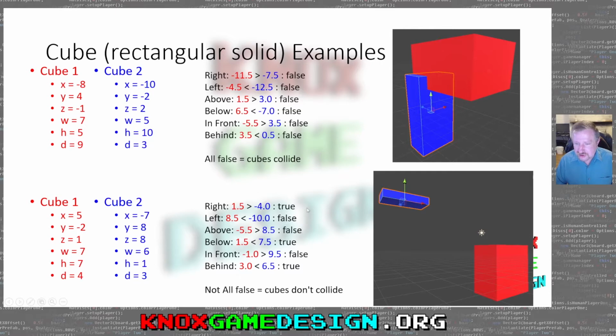So that's a true. And also, it is below the blue cube. So that's also true. And it's also behind. So that's also true. So since there are trues, that means they don't collide. So just like the 2D rectangle, we're just adding the depth into it as well.